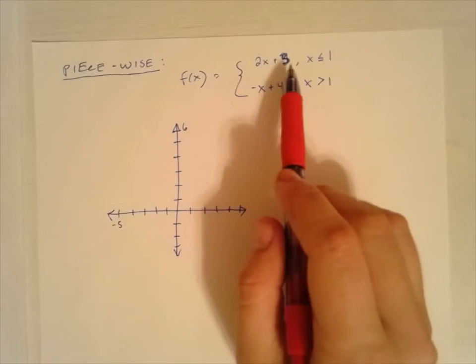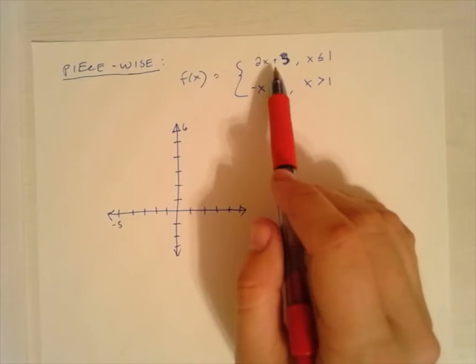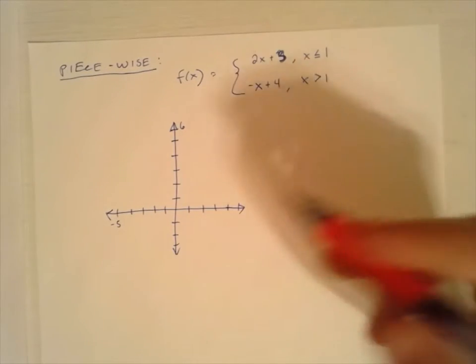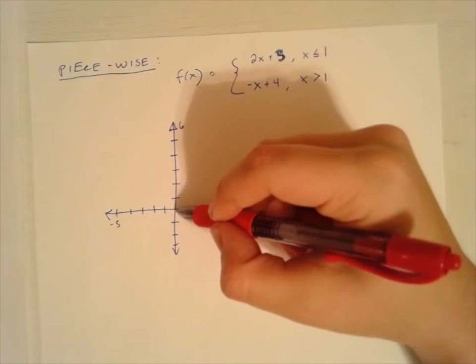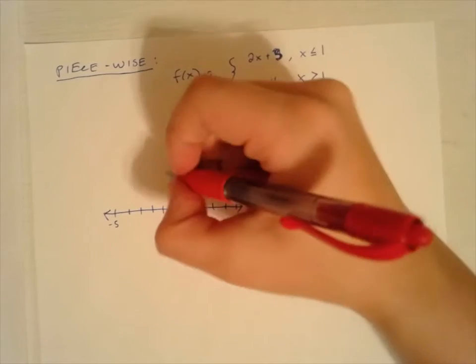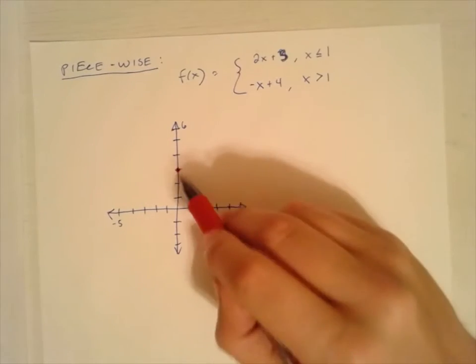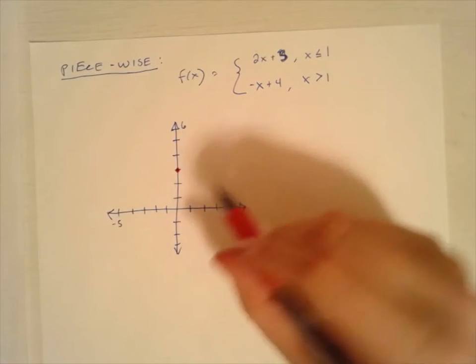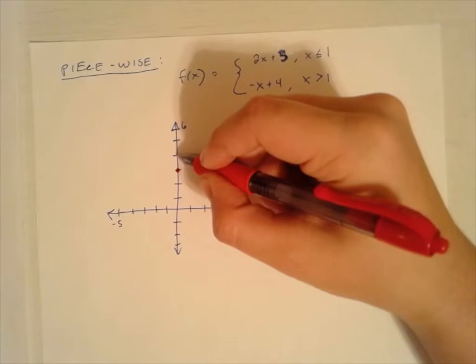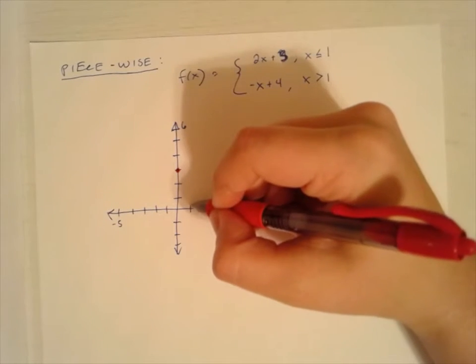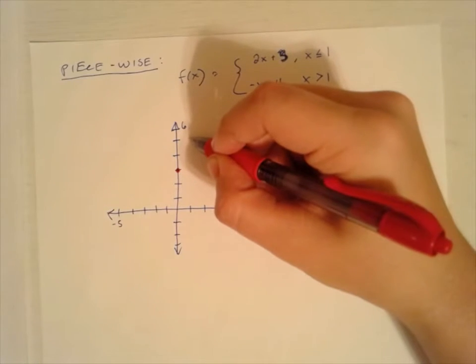Let's begin with the top function, 2x plus 3. That's just a linear function. That's an mx plus b. So I'm going to start at my beginning up at 3. That's where I'm going to begin. And then I'm going to use my slope to make my next point. I'm going to go up 2, over 1.